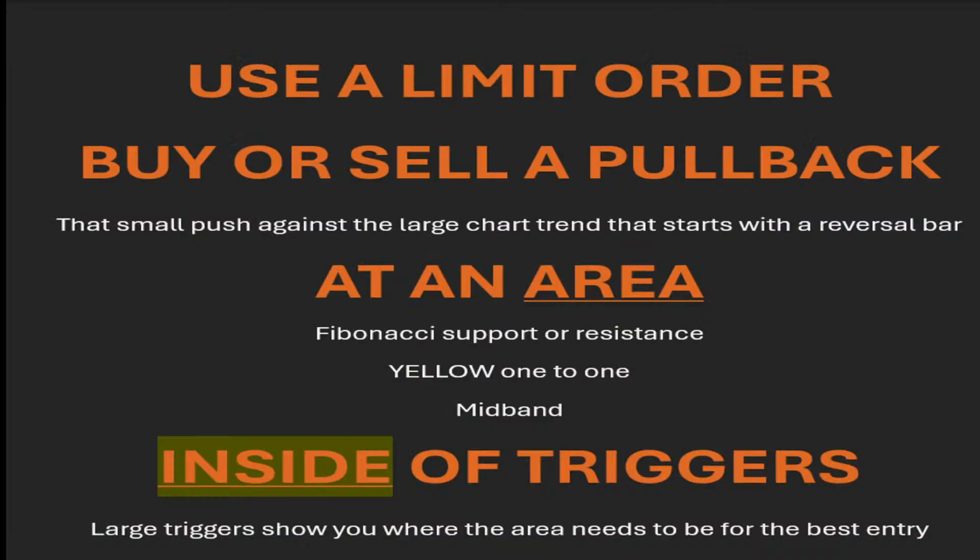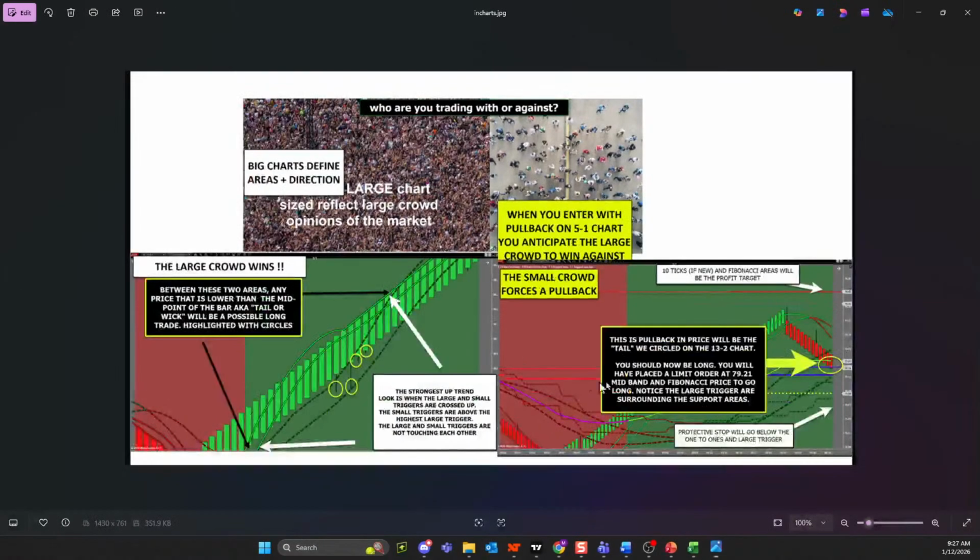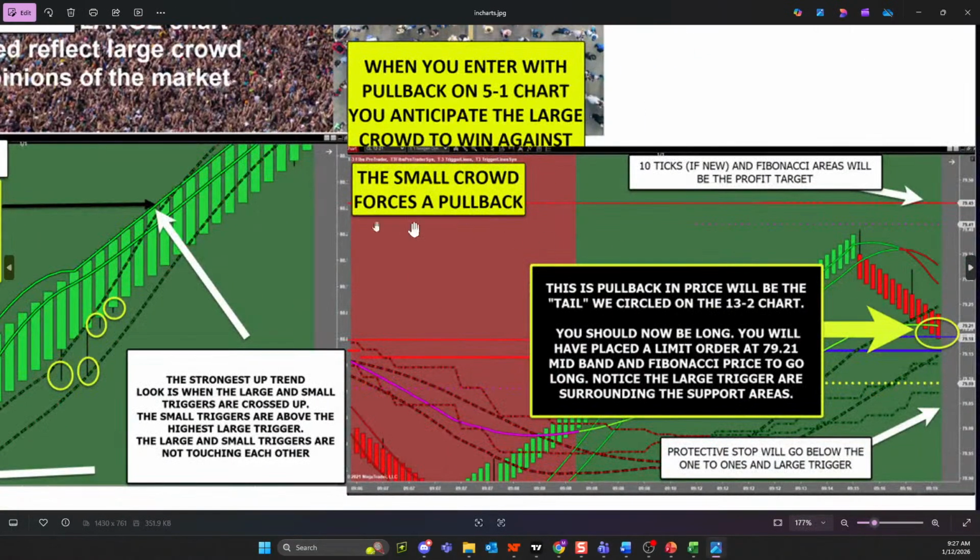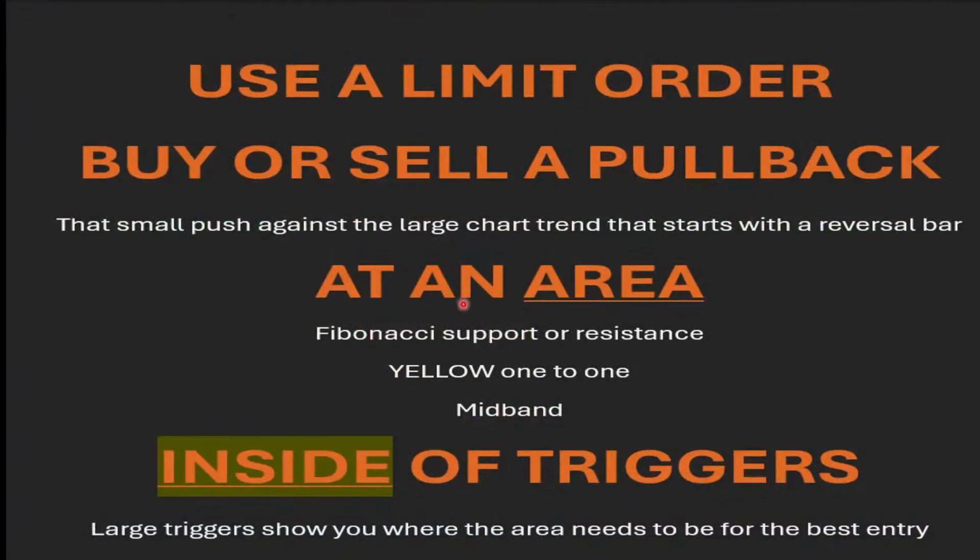Here's your language, guys. You're going to use a limit order, which means you will literally wait for the market to come to you. And you will buy or sell a pullback. That pullback is the small fight. It's that little push by the small crowd when everything over here says up. And you're going to buy or sell that pullback at an area, at a fib, at a midband, at a yellow 1-to-1. Why? Because areas are bouncy.